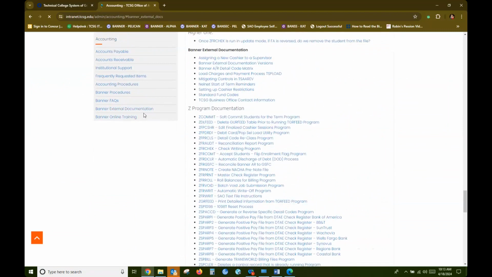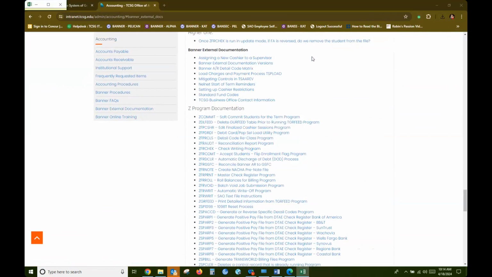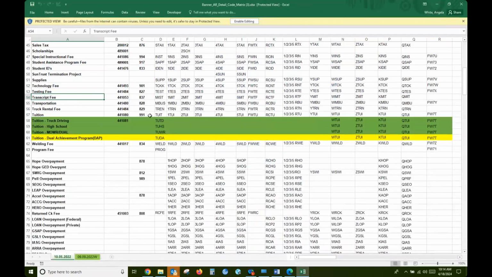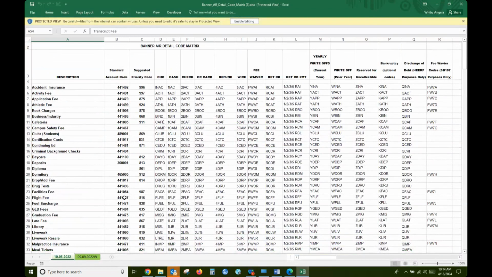So if you click on external documentation, it's going to take you down to this little spot right here. And then this is the important guy that we're going to look at and talk to. So this is a downloadable detail code matrix. It opens in Excel, and this is your BFF, right? So this is going to be your friend, especially if you are new to setting up detail codes. These are all of our standard detail codes that we have. If it is not on here, you cannot use it, right? So just keep that in mind.